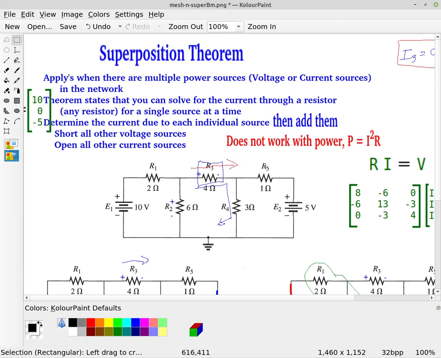So again, when you do superposition, it doesn't matter if you decide to solve it using mesh analysis or the reduce return approach or even nodal analysis.